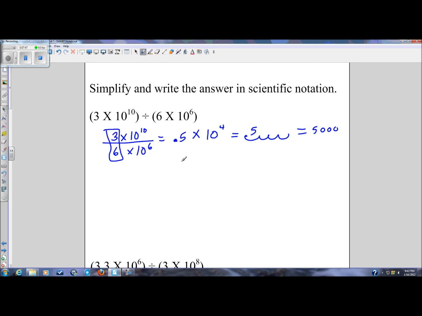Well, think about how you do that. We have to have the first number be greater than or equal to 1, but less than 10. So 5 would be your first number. And how would we get 5,000? 5 times 10 to what power? There are 3 zeros following that 5, so it would be 3. So 5 times 10 to the third is how we would write that in scientific notation.